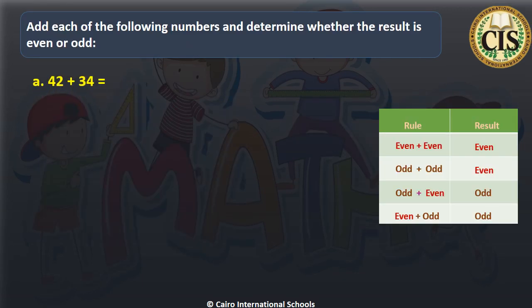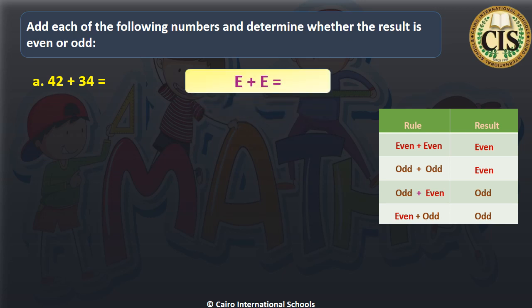Add each of the following numbers and determine whether the result is even or odd. The first example, 42 plus 34. As we mentioned, when adding numbers of the same type, the result will be even, while adding numbers of different types, the result will be odd. 42 plus 34. Look at the ones digit in 42. 2 is an even number, so even plus 34, look at the ones digit 4. 4 is an even number too. So even plus even, the result will be even.